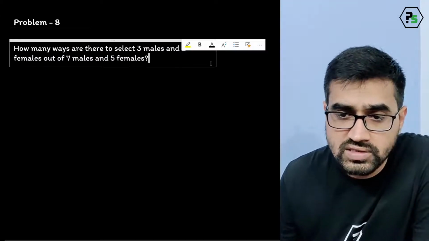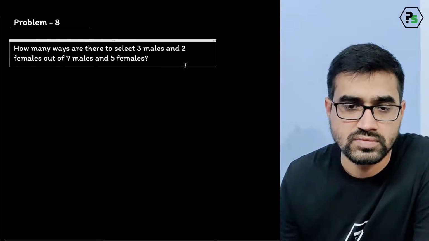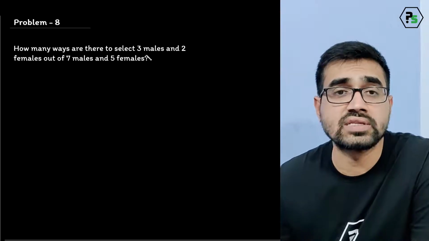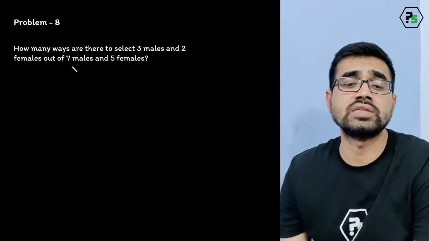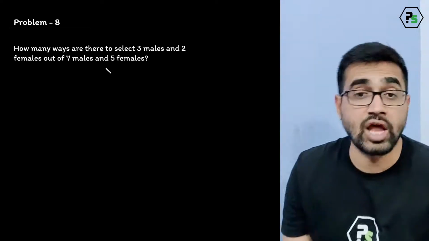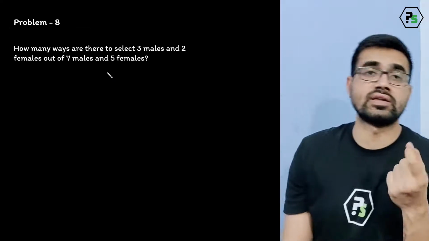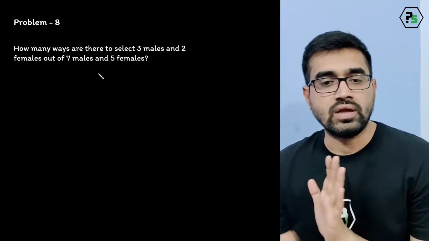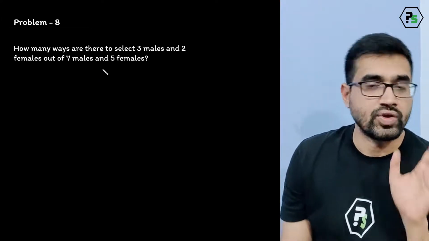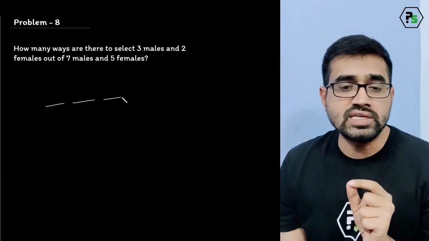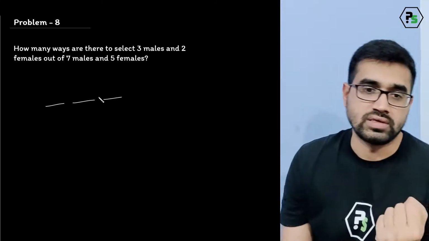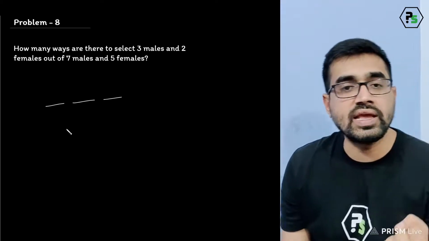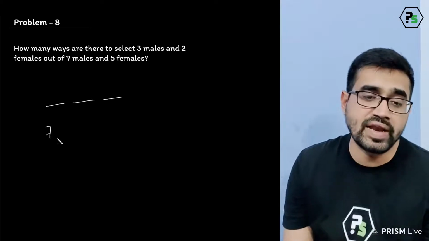Okay, the question is, how many ways are there to select 3 males and 2 females out of 7 males and 5 females? Now this is a little difficult. Exactly doing the same thing, okay? You have to just select it. You get the point. These 3 males, you have to get from 7 males. So obviously these 3 I have to select from 7 people. So this can be done in 7C3 ways.